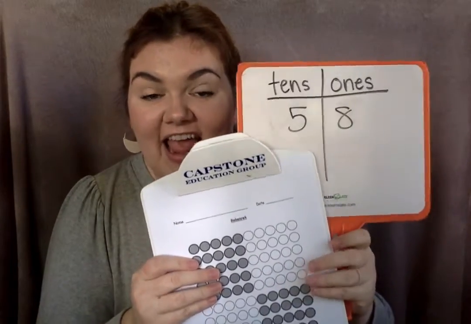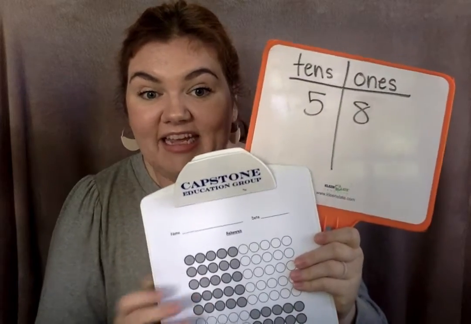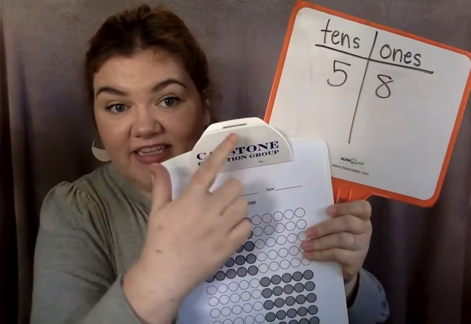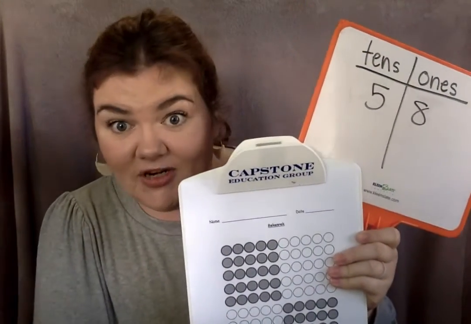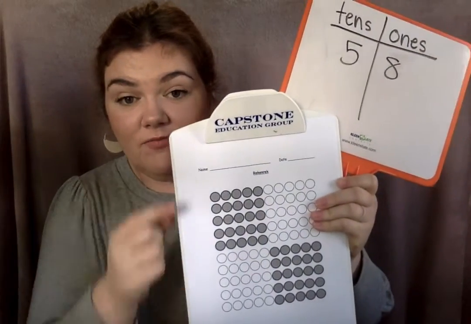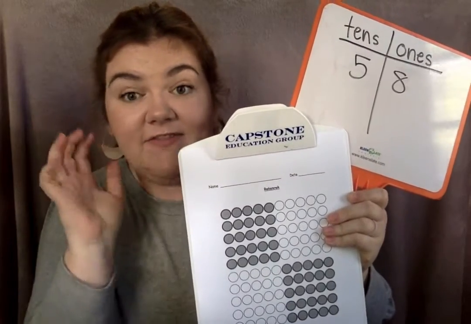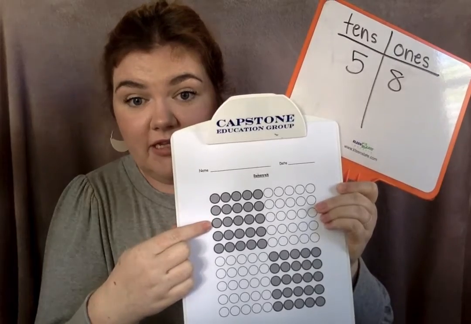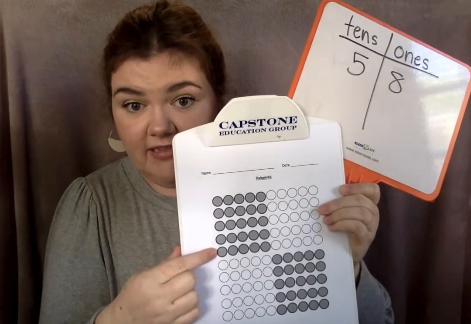5. And how many ones? 8. Okay, so we have our tens, we have our ones. We need to find our tens first. So let's count. We need to find 5 tens. So 1 ten, 2 tens, 3 tens, 4 tens, 5 tens.